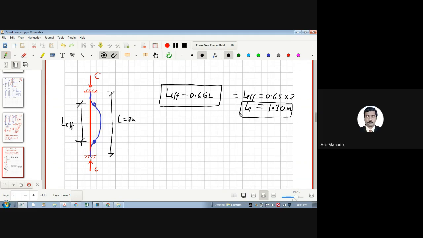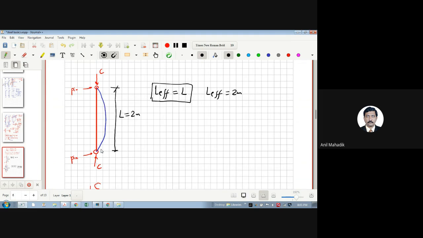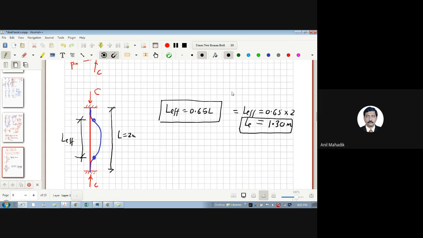Hello? Yes, sir. Yes. And here you can also understand that if you want to reduce the L effective value, it is better to have fixed connections, because if the connections are pin connections, then your L effective value is more. It is nothing but L only. So here the L effective value is 2 meters, and here the L effective value is 1.3 meters. So if you create fixed connections in the structures, then you can reduce the L effective value.